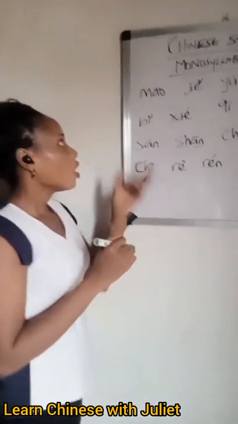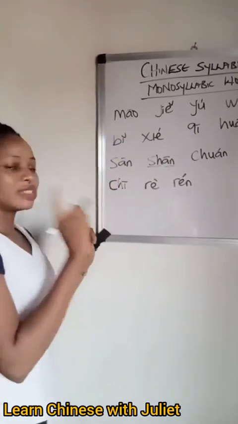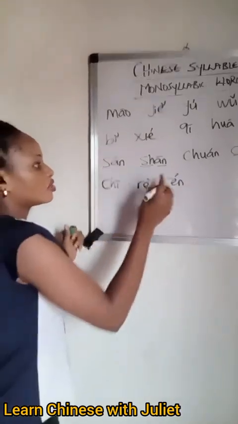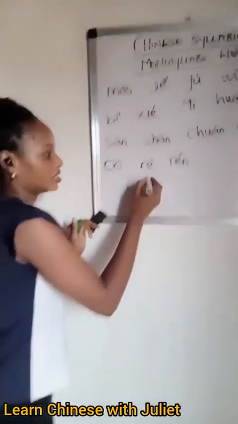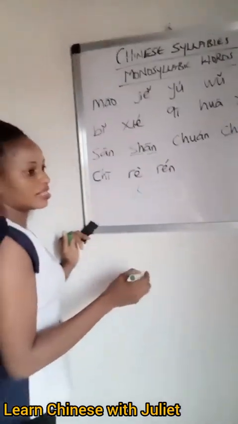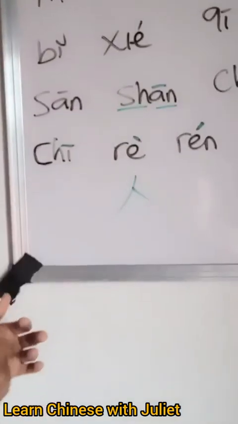Now, one Chinese pinyin syllable represents one character. For example, let's use ren as an example. Ren is people, right? Now the character for ren is this and this. Are you seeing it now? That is it. That is the character for ren.